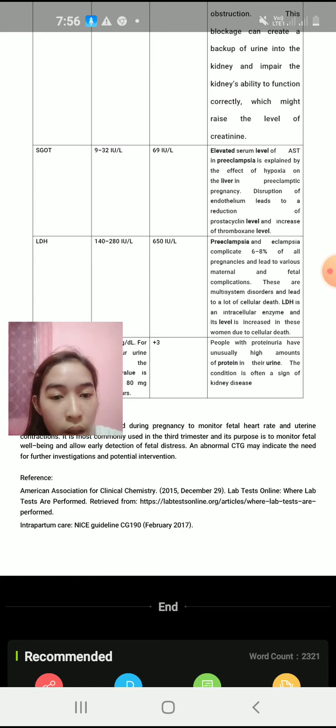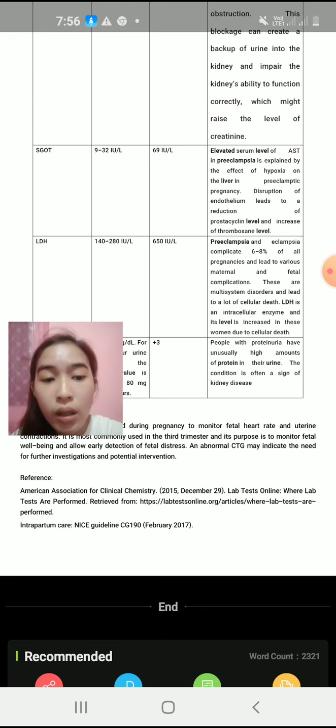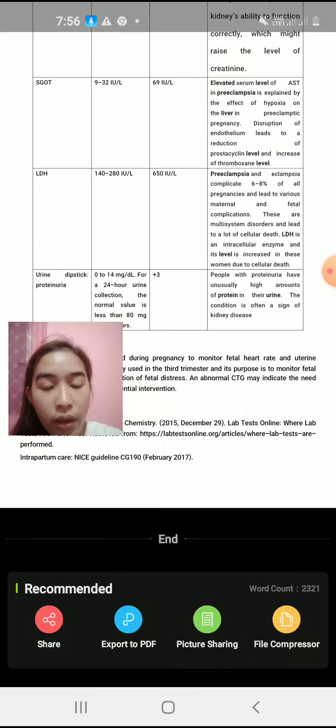Preeclampsia. Ang interpretation is preeclampsia and eclampsia complicate 6 to 8% of all pregnancies and lead to various maternal and fetal complications. These are multi-system disorders and lead to a lot of cellular death. LDH is an intracellular enzyme and its level is increased in this woman due to cellular death.